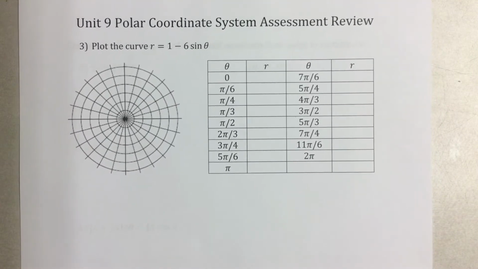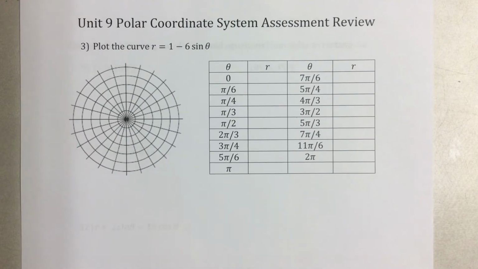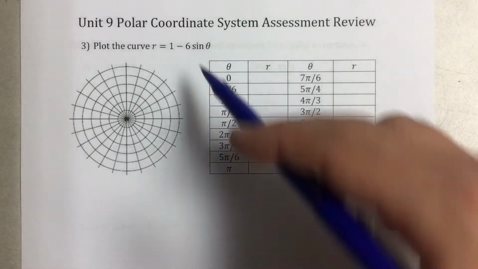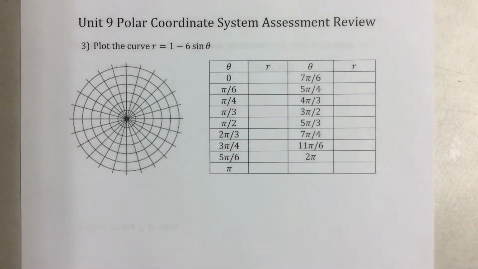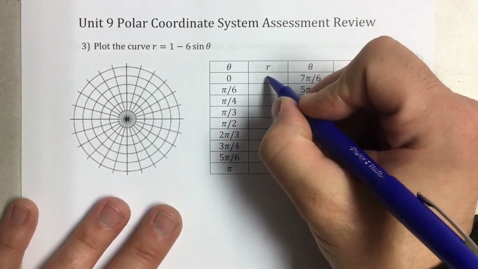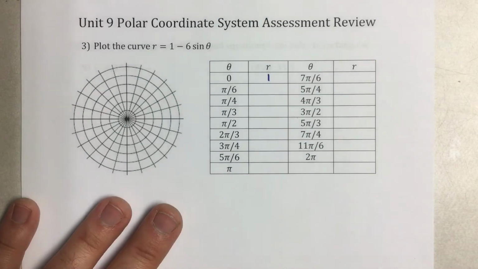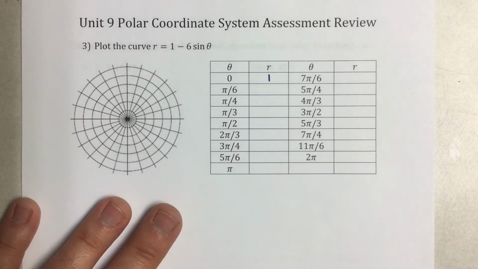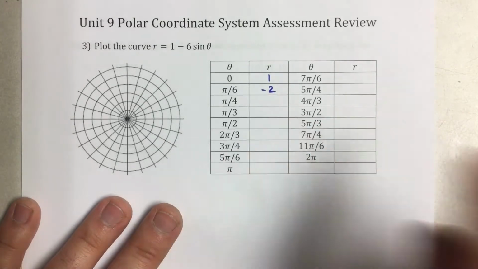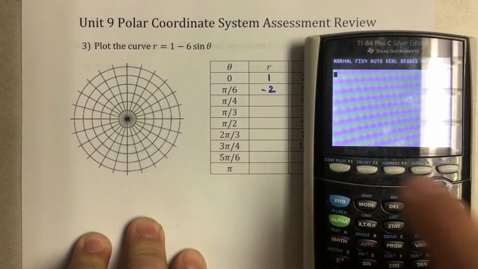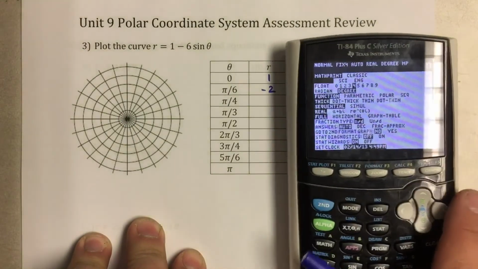So we have, let's see, plot the curve 1 minus 6 sine theta. Okay, so we don't multiply our angle measures, so it's just sine of that angle measure. So sine of 0 is 0, so 1 minus 0 is 1. Pi over 6 is 1/2, so half of 6 is 3, so 1 minus 3 is negative 2. And then starting to use the calculator possibly. So we are back in radian, so I'm going to change my mode to radian.